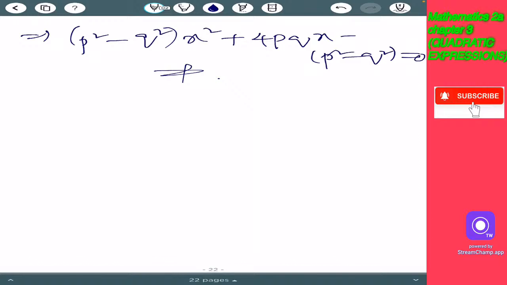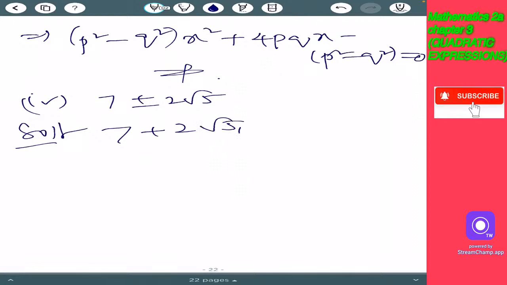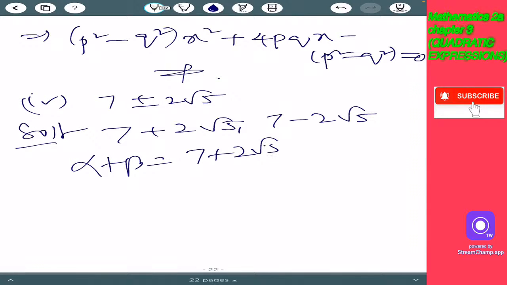Fourth one, that is plus or minus, you need to split that 7 plus or minus 2 under root 5. There are two roots, note it: 7 plus 2 root 5, comma, 7 minus 2 root 5. It's very simple. When you add alpha plus beta, that is 7 plus 2 root 5 plus 7 minus 2 root 5, the root terms cancel. They neutralize each other and you'll get the result as 14.